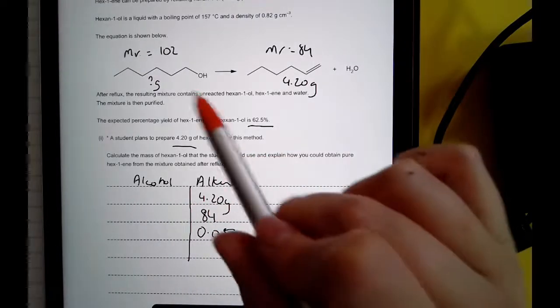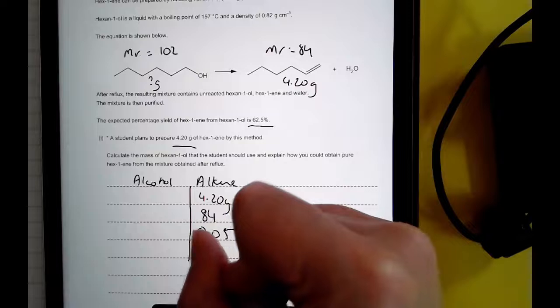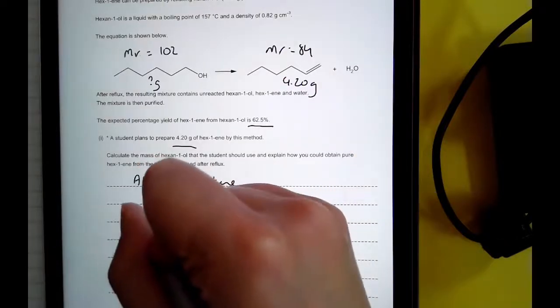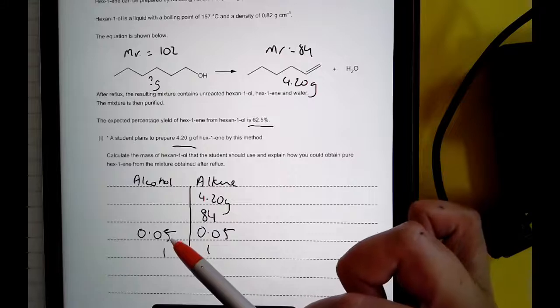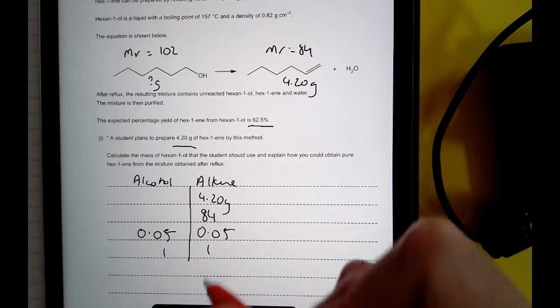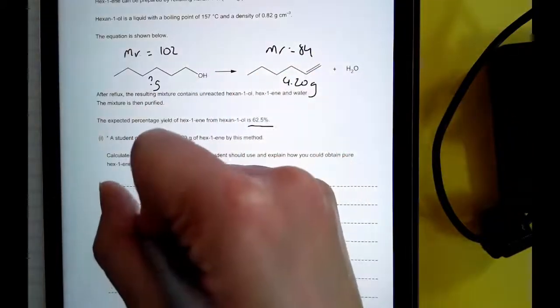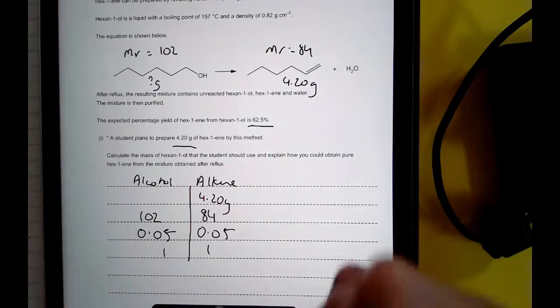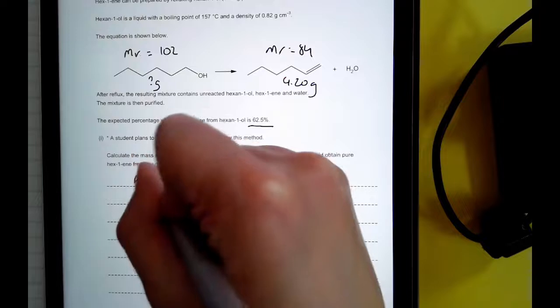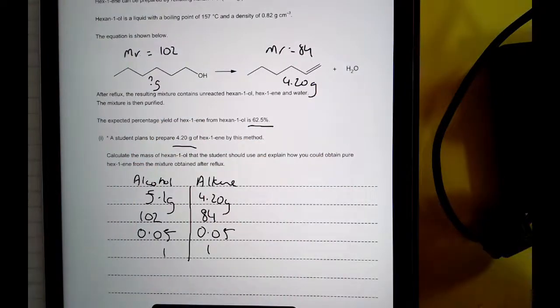The ratio between the alcohol and the alkene for my equation is 1:1, which means if I want to get 0.05 moles of the alkene, I should be starting off with 0.05 moles of the alcohol. Formula mass of the alcohol, again, you would have to work that out for yourself. And that means 5.1 grams, that's the mass that I should be starting out with, okay?